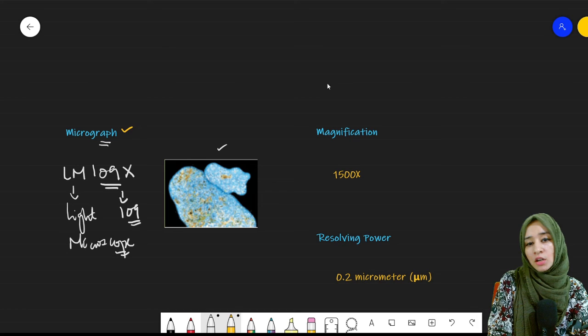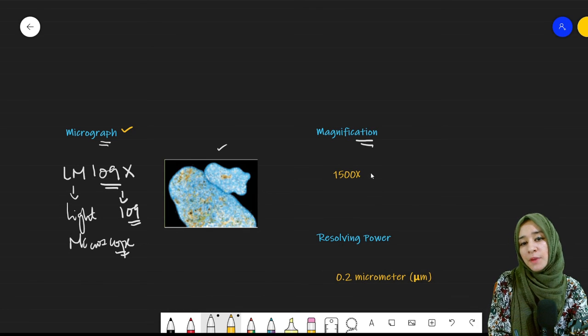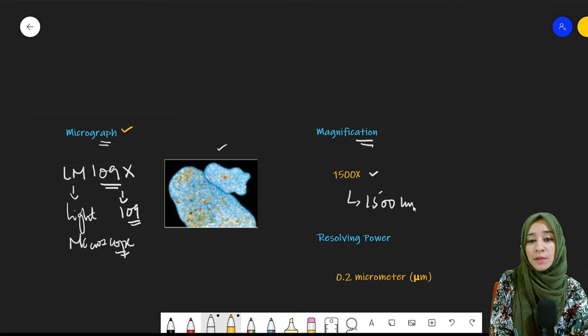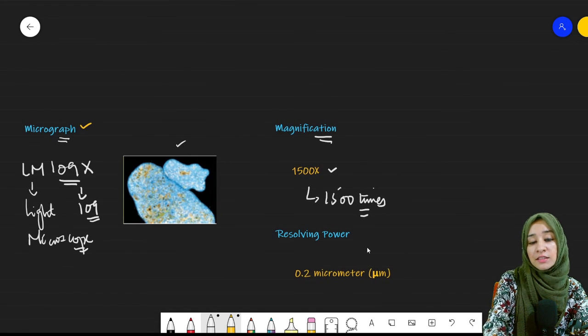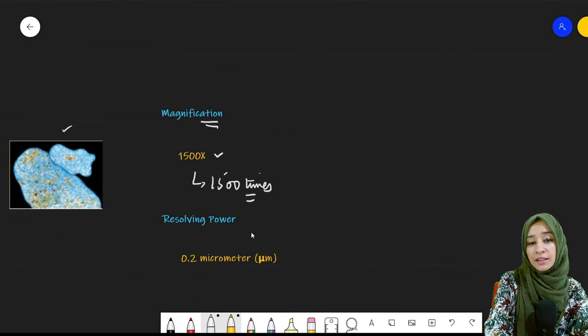Then when we talk about light microscope, the magnification power is about 1500x, meaning that it can increase the size of an image up to 1500 times, right? It can magnify the size to about 1500 times.